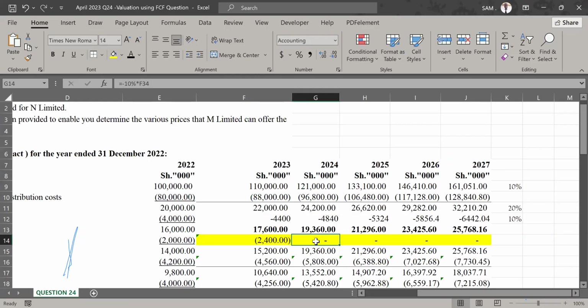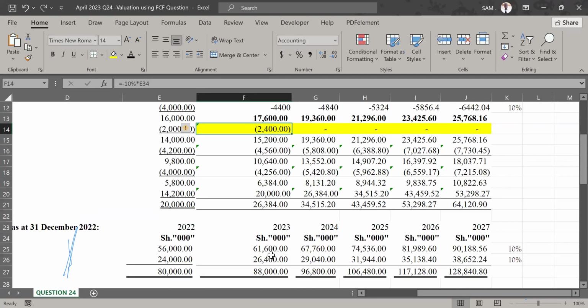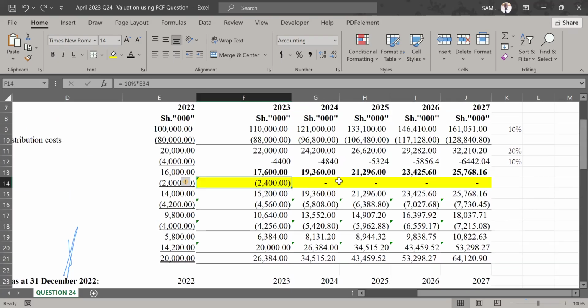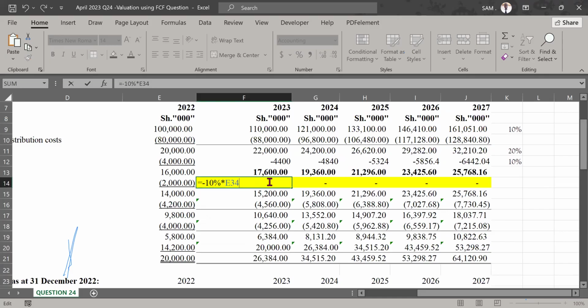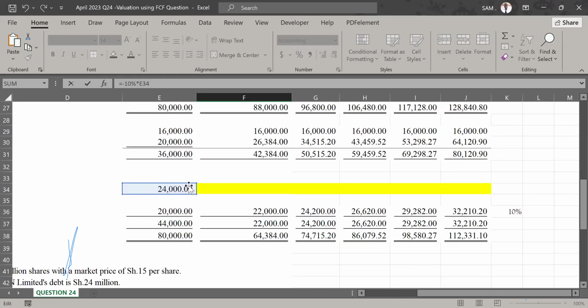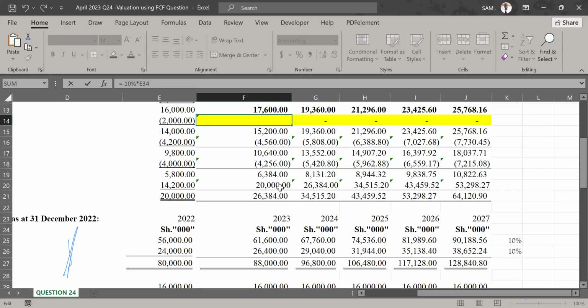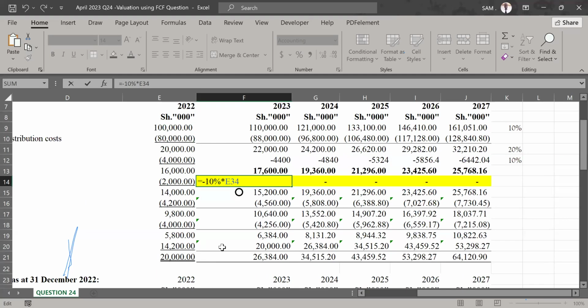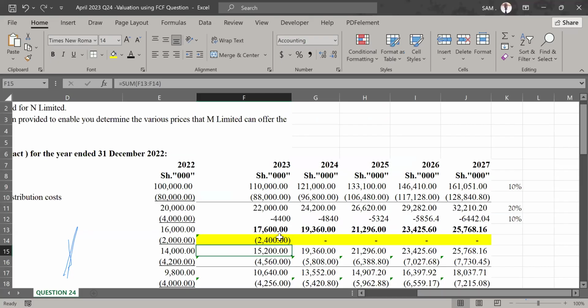But remember, we have interest computation for 2023. We already have it here, and it is correct. So our long-term debts, as we start computing them in 2023, will only affect interest computation in 2024. Why? Because the value of interest is 10% of previous year's long-term debt. So I want you to look at that connection very well. That's why our interest computation for 2023 is correct, the 2400.